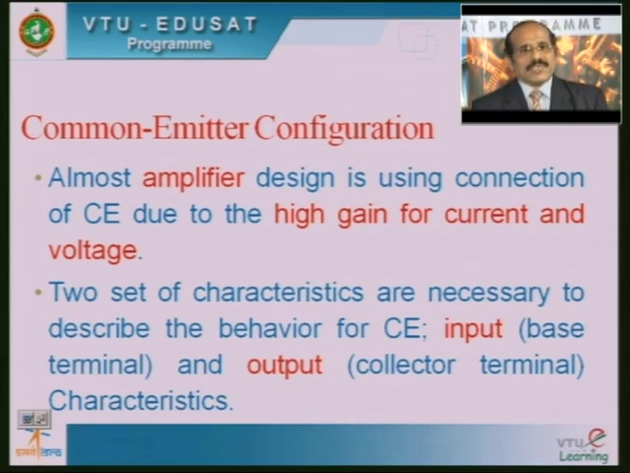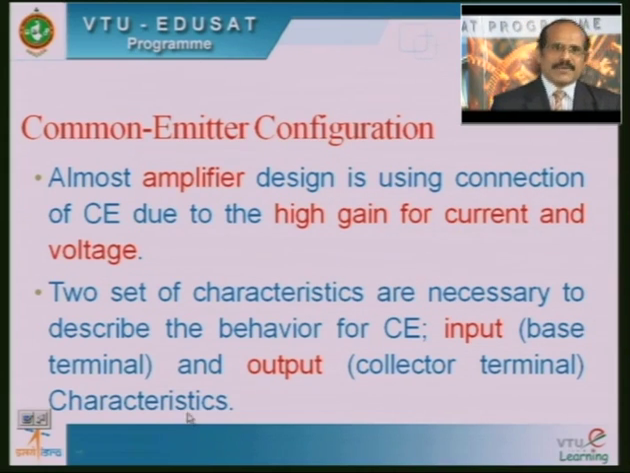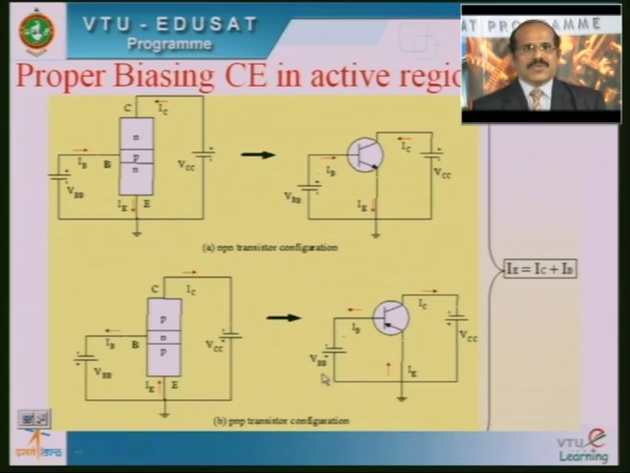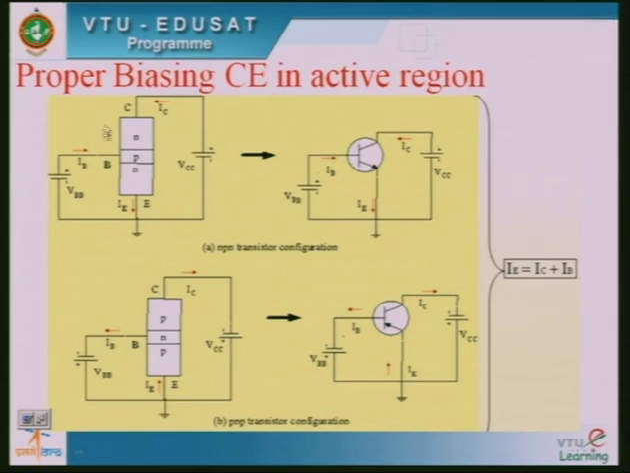So, for amplifier design, this particular common emitter configuration is being preferred here. In order to explain or describe the behavior of the common emitter configuration of the BJT, we need to study two characteristics. One is the input characteristics, the other is the output characteristics. Now, this particular slide shows you the NPN transistor that is biased in the active region, and similarly the PNP transistor biased in the active region.